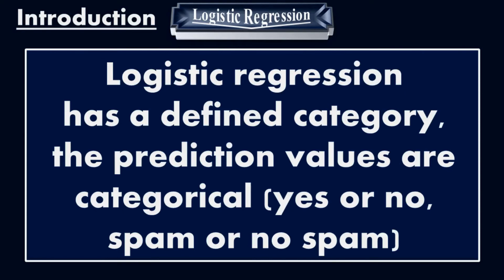Logistic regression has a defined category. The prediction values are categorical: yes or no, spam or no spam. So the category has been defined in logistic regression, or the sigmoid function, where the output values are categorical, like yes or no, spam or no spam, right or wrong, 0 and 1. There is a specific category, so we can call it the defined category.